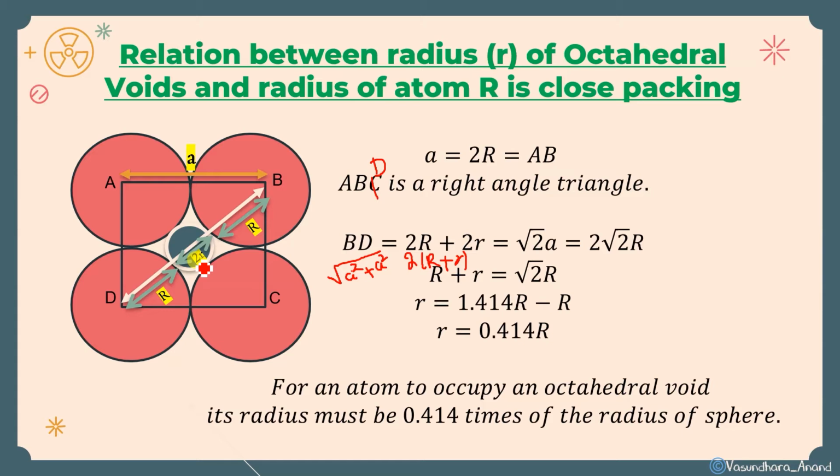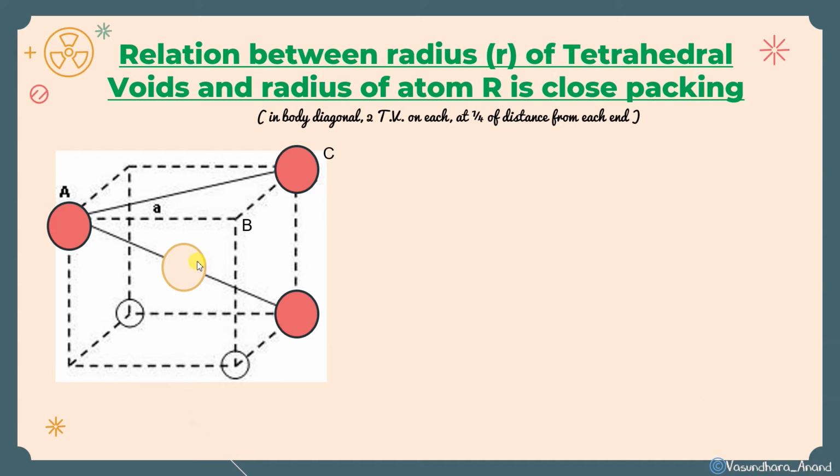Yes. So now the next relation will be the relation between the radius of tetrahedral void and the radius of atom. Okay. So let's see that. In this case, we know that on the body diagonal, there are two tetrahedral voids on each body diagonal, at 1/4 distance from each end. From each end, at 1/4 distance there is one, and from this side also at 1/4 there is one. Got it? Like this.